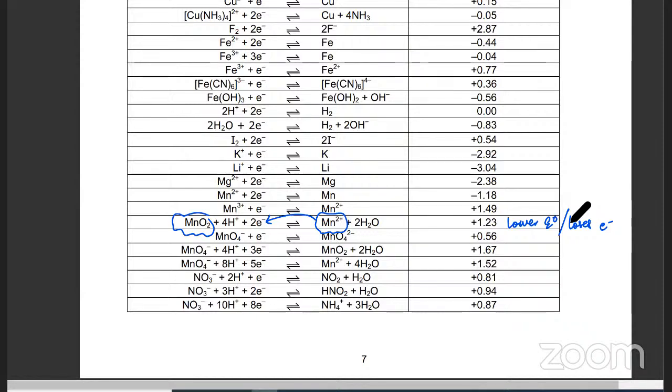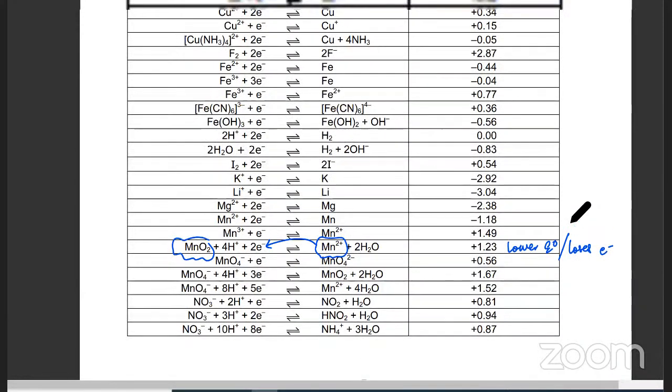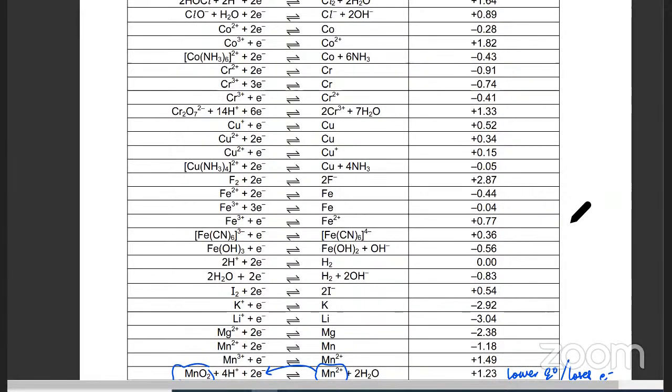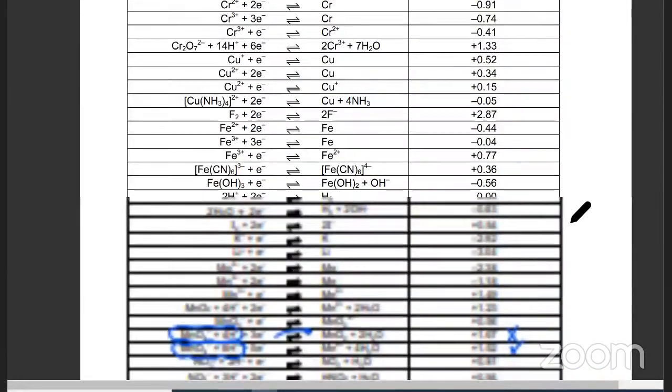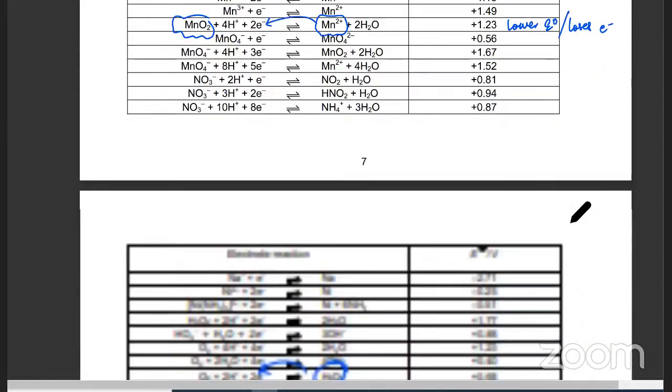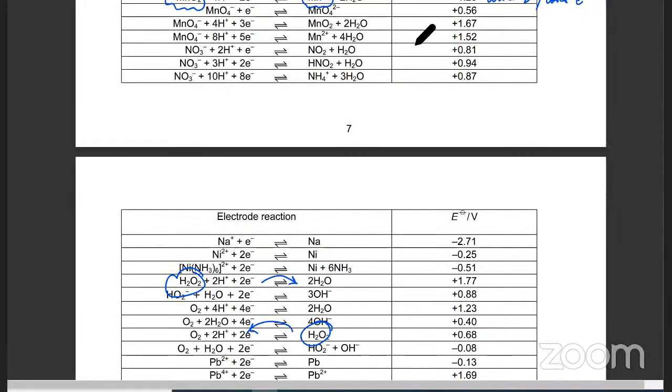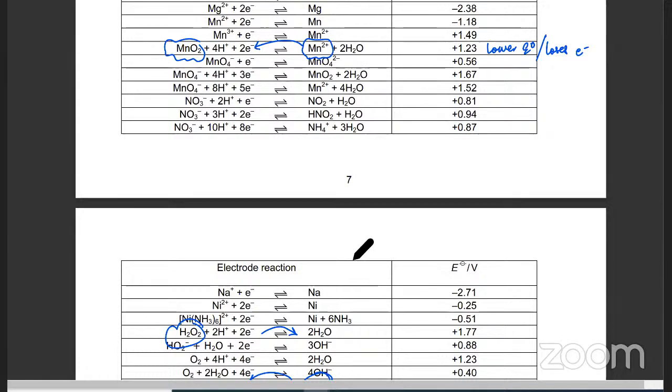Whatever the other thing is, there must be something that would be gaining electrons. The only other thing we have is H2O2. There are only two reactants, so the other thing is H2O2. So I'm going to look for H2O2 gaining electrons. So I found one: H2O2 is gaining electrons. That's my H2O2 equation gaining electrons, and that potential is 1.77. That is obviously the high E naught, and high E naught is supposed to gain electrons, so that makes sense.